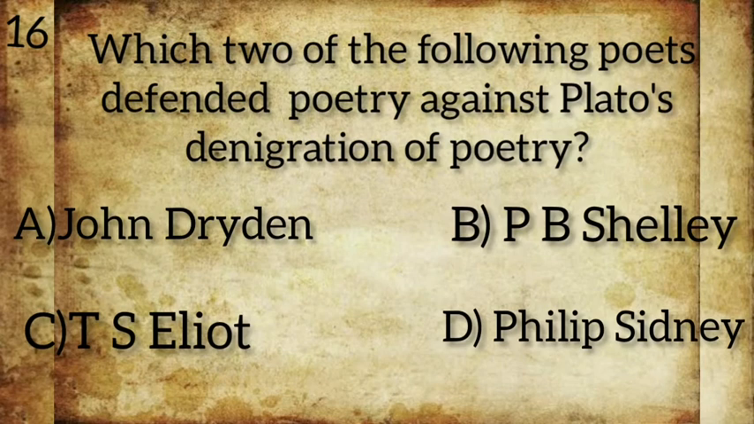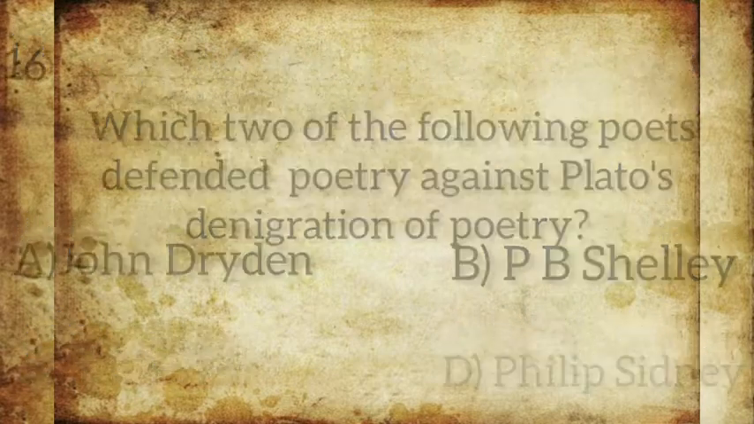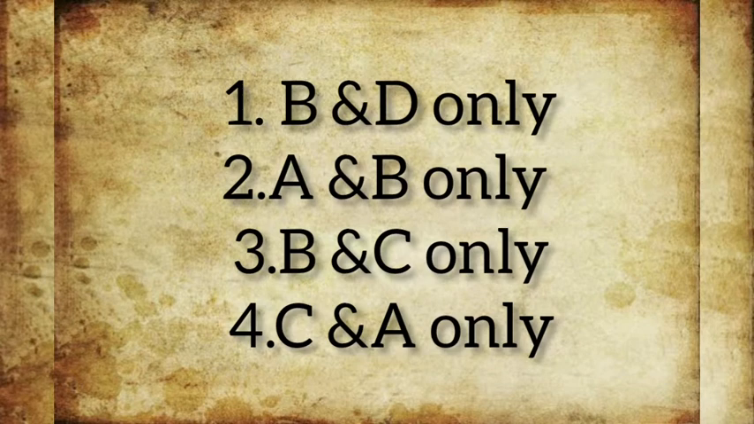Question number 16. Which two of the following poets defended poetry against Plato's denigration of poetry? A. John Dryden, B. P.B. Shelley, C. T.S. Eliot, D. Philip Sidney. The options are option number 1, B and D only; 2, A and B only; 3, B and C only; 4, C and A only.